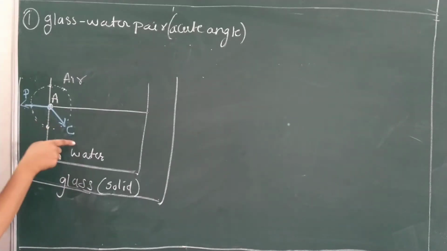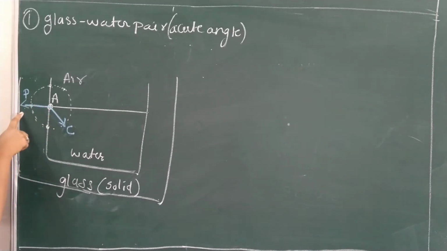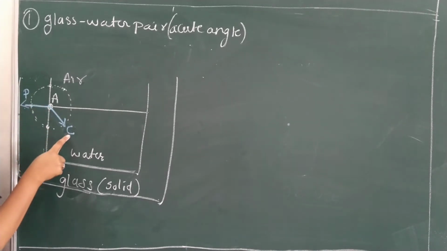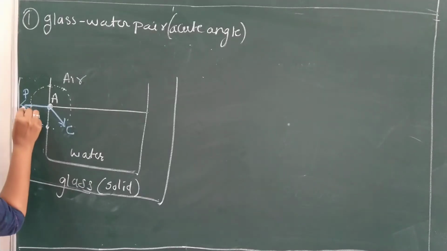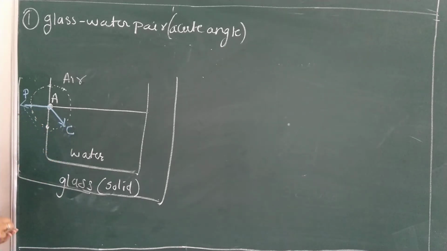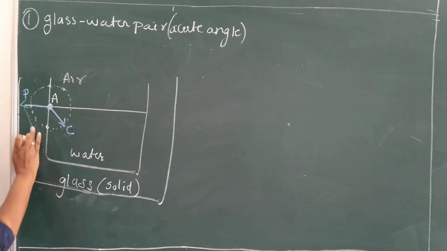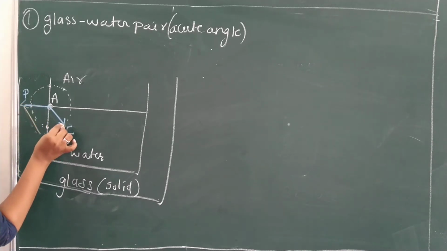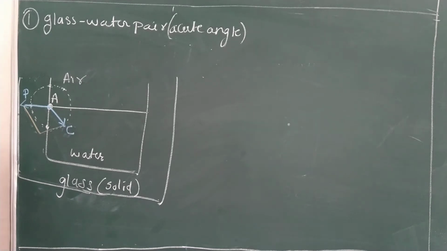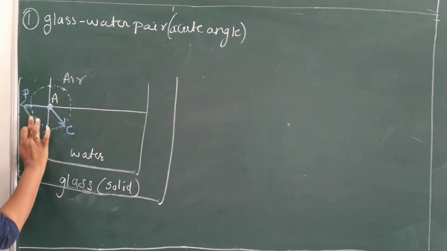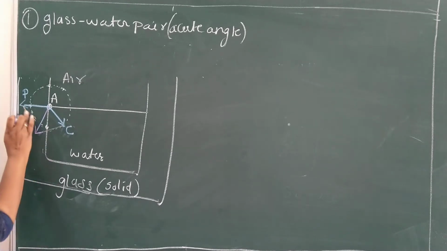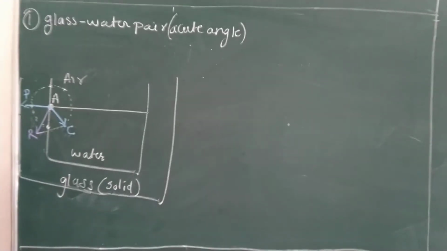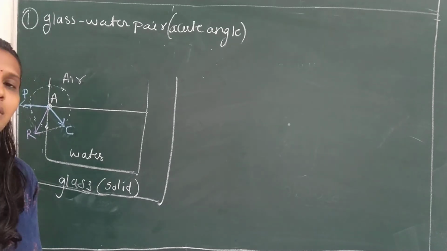Now to find the resultant force of these two, AP represents the adhesive force and AC represents the cohesive force. How to find the resultant? For this, we know the law of parallelogram. If I complete this, if I continue it, it will look like a parallelogram. And we know the resultant vector of a parallelogram is represented by its diagonal. So this will be my resultant vector, and I will name it AR. So AR represents my resultant vector.